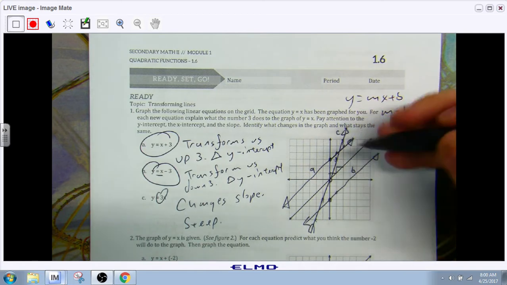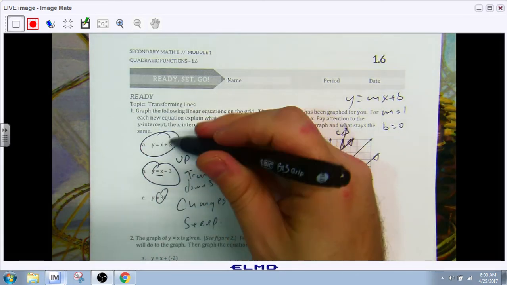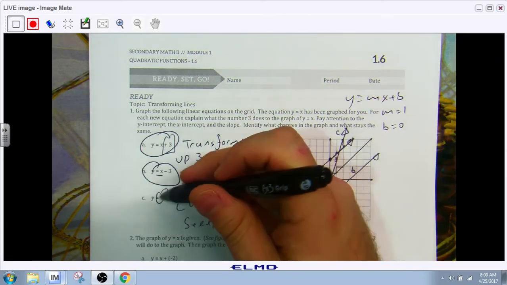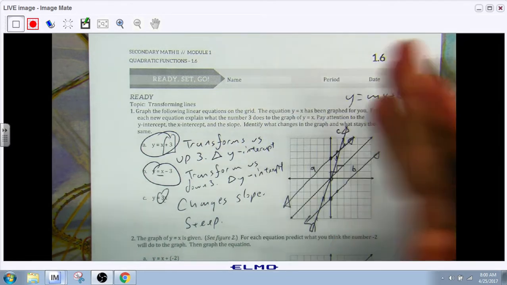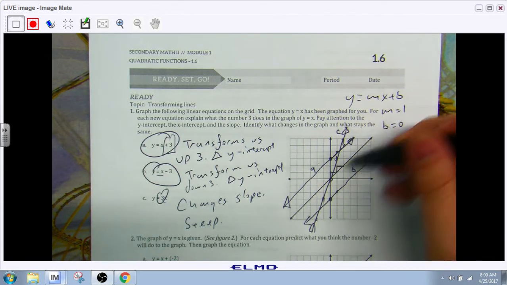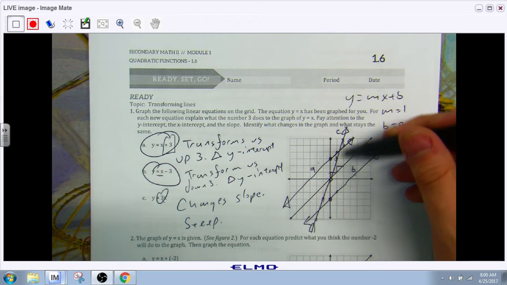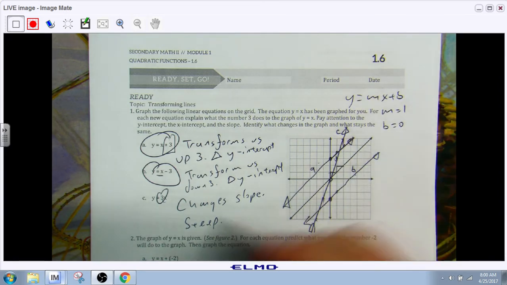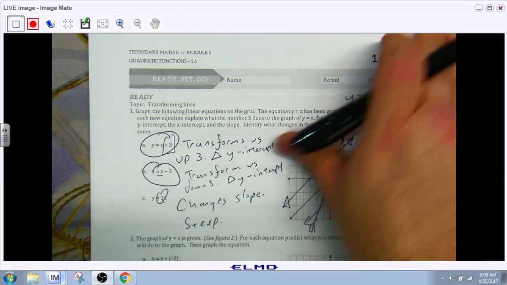See? So we can see that wherever this 3 goes, a positive 3 moves us up, a negative 3 moves us down. But multiplying by 3 totally changes the slope of our line. A, B, and the original were all parallel, but C is totally off its axis. So we'll go ahead and look at that for the other one for number 2. Or you will. I think you can do it.